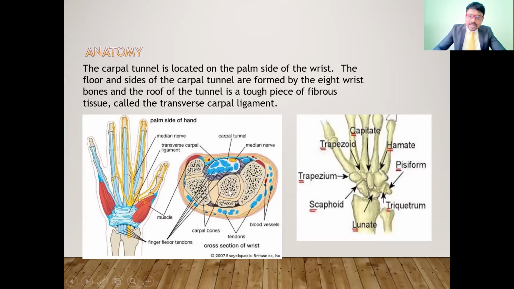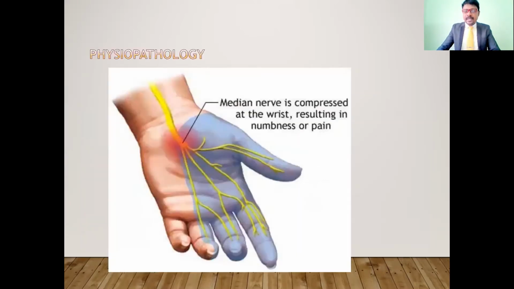These are the carpal bones, and inside are all the tendons. If any swelling occurs, it becomes packing, and the total compartment is going to be tightened. Because of this tightness, there will be compression of the median nerve, and it gives severe pain, numbness, and tingling sensation.